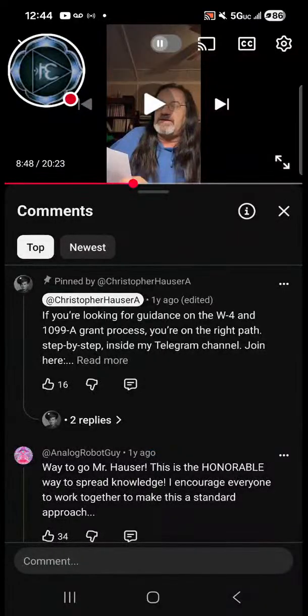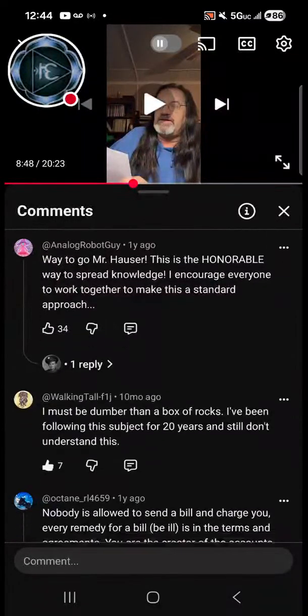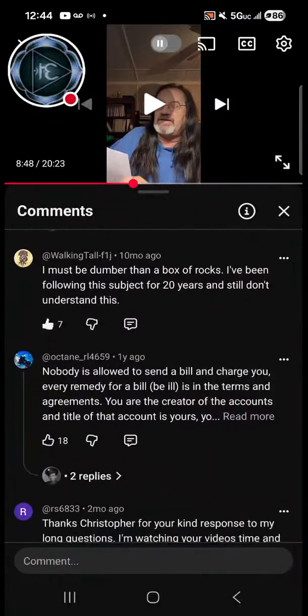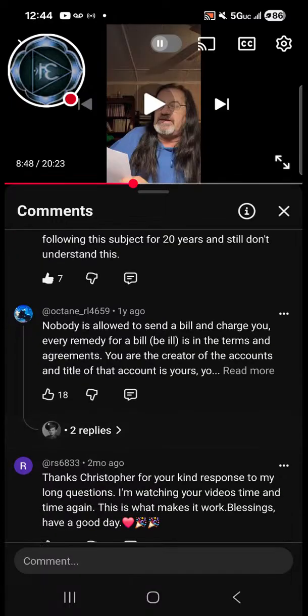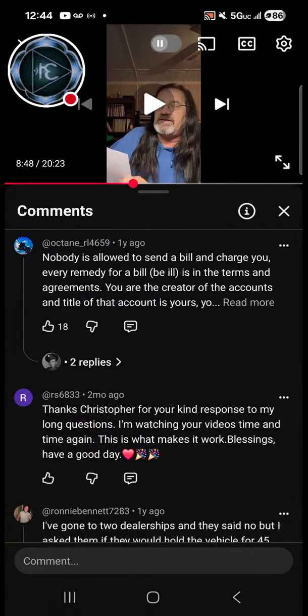That places too much liability on you, as far as they can come back to you and say, you're the one that sent us instructions and told us to do this and do that, if they experience recourse because of it. Okay, recourse means an adverse action problem. All right. Nobody is allowed to send a bill and charge you.